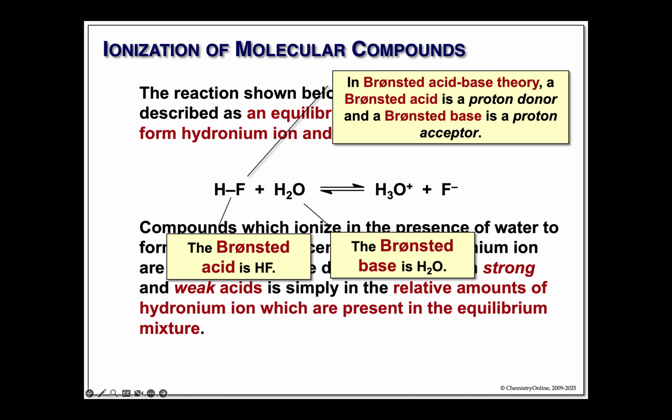A gentleman by the name of Bronsted developed Bronsted acid-base theory. Basically, anything that donates a proton in solution is called a Bronsted acid. Anything that can accept a proton is called a Bronsted base. You'll see there's a different nomenclature as well.